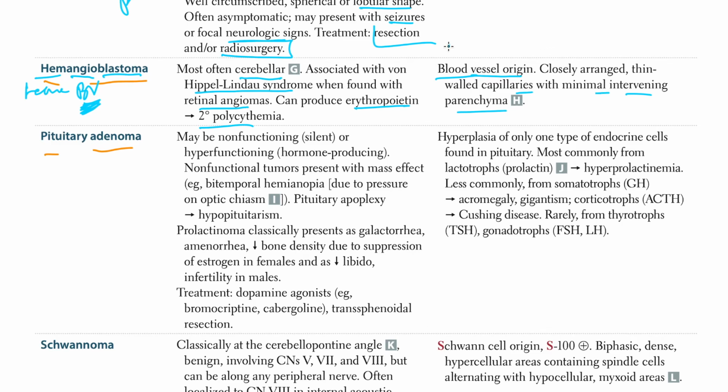Now, if you recall von Hippel-Lindau, we called it von Harp-Lindau syndrome. And Harp, the first H was for hemangioblastoma. And here it is: von Hippel-Lindau, hemangioblastoma right there. So we have to associate this with von Hippel-Lindau. So blastoma, von Hippel-Lindau syndrome. Blood vessels, it's a blood vessel origin.